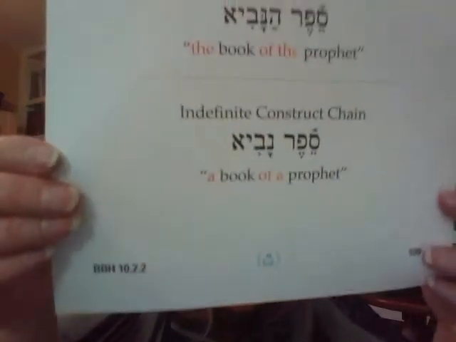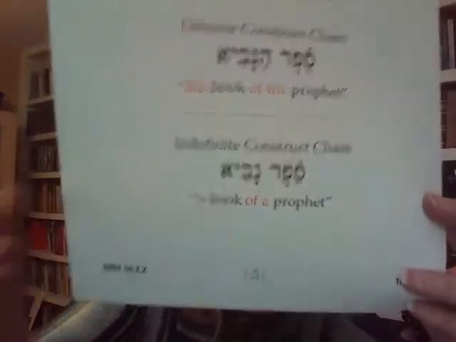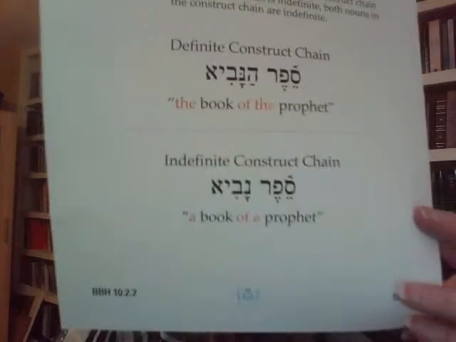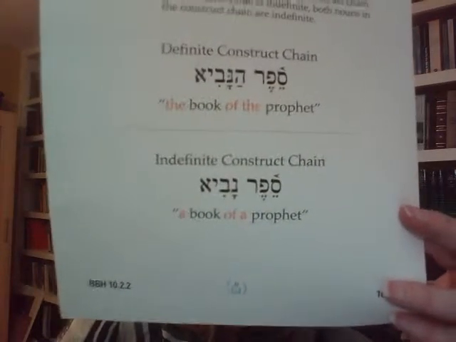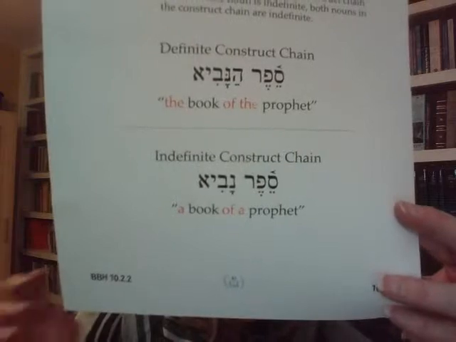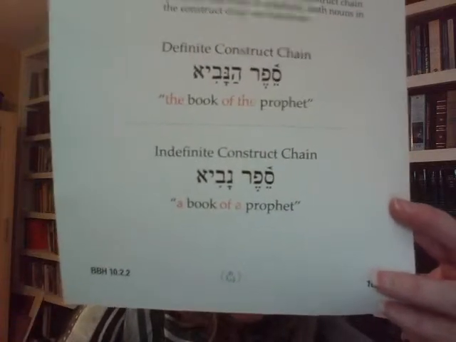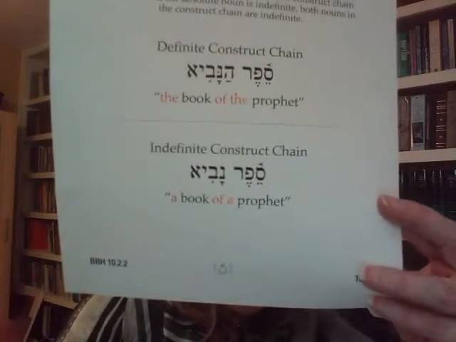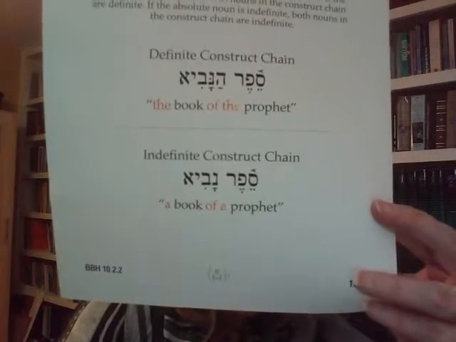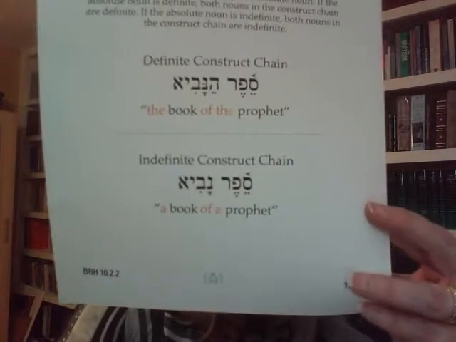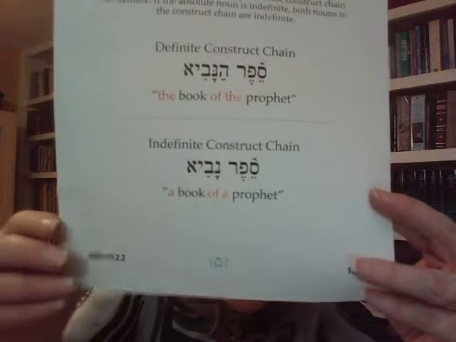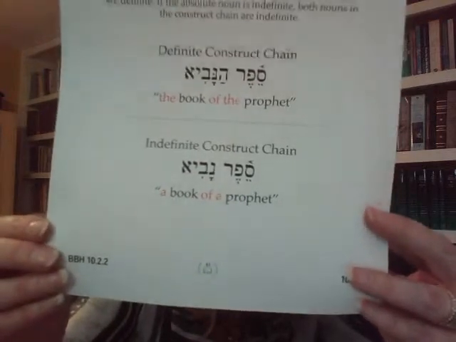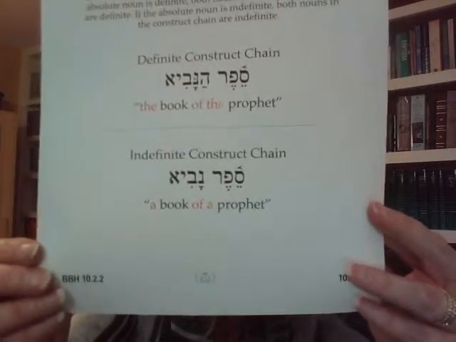Now here we have the same phrase, but minus the definite article. Instead of ha-navi, where the hey would be the definite article, navi appears without the hey, which tells us that it's indefinite. So Sofer Navi, a book of a prophet. And so that just gives you a clearer delineation of what these are going to look like.